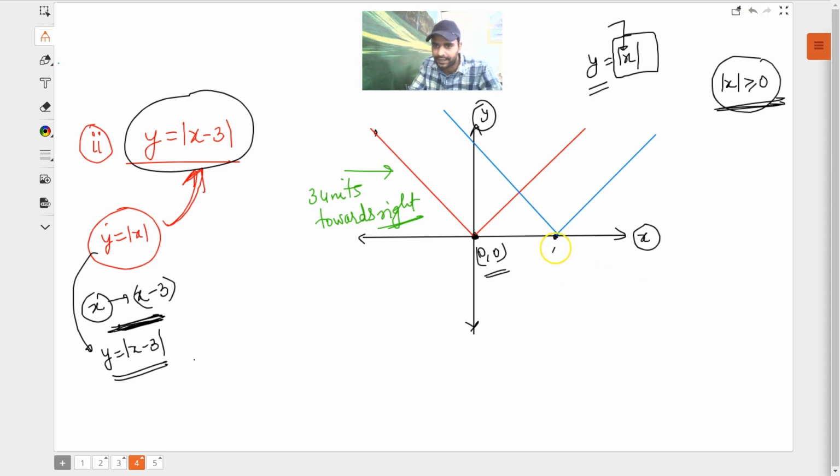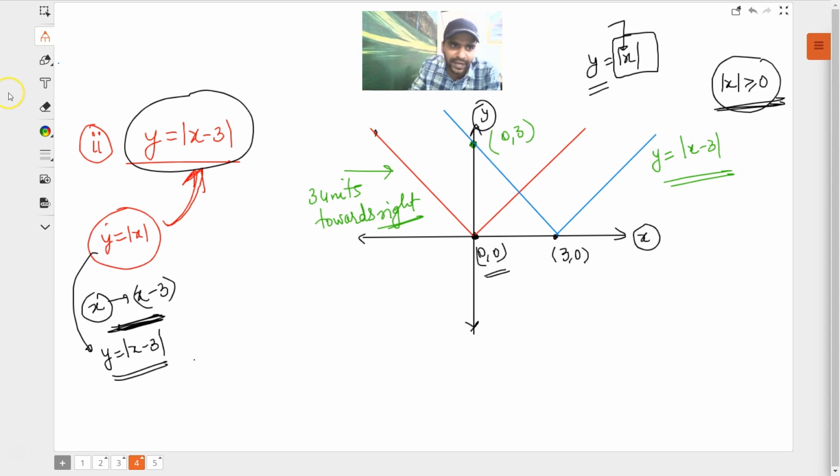This blue one, right? This point over here is (3,0). If I want to know what is this point where my graph of mod of x minus 3 is intersecting the y-axis. On the y-axis, what is x? On the y-axis, x is 0. So put 0 in the expression, what value of y will you get? What is mod of -3? 3.